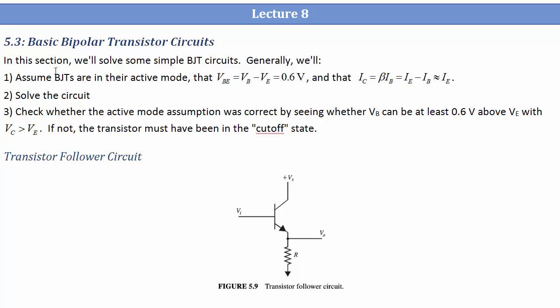Okay, so assume BJTs are in their active mode, and that the base emitter junction is just a forward bias diode, so 0.6 voltage drop across that. You know, in reality, that's not always exactly 0.6, but this is going to be close enough for us to understand how the circuits work. And that IC, which is beta IB, is approximately just equal to the emitter current. Then we're going to solve the circuit and check whether our assumption was right by seeing if the base voltage is at least 0.6 above the emitter voltage with the collector voltage above the emitter voltage still. If not, then the transistor must have been in a cutoff state.